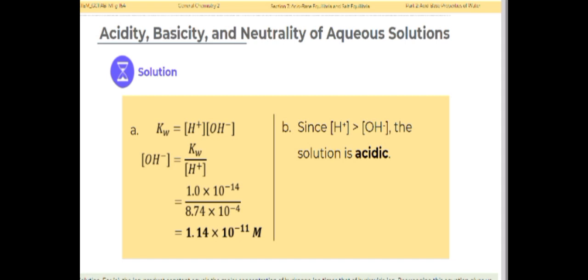And for B, since the calculated hydrogen ion concentration is greater than hydroxide ion concentration, then we can conclude that the solution is acidic.